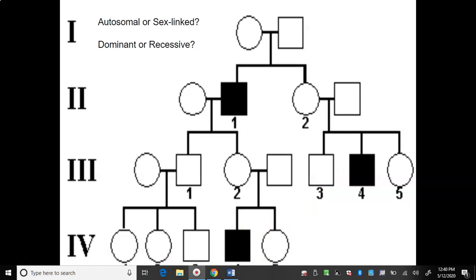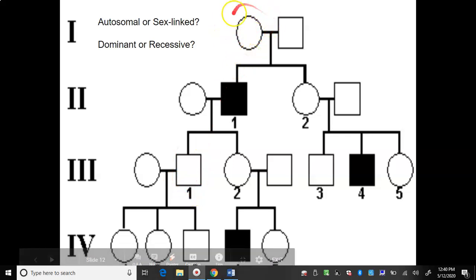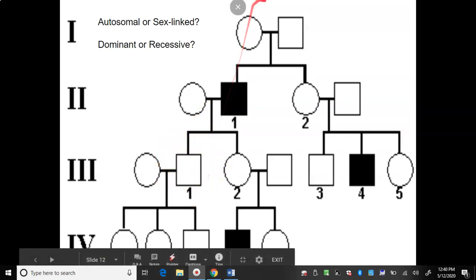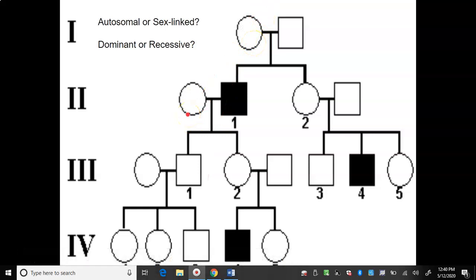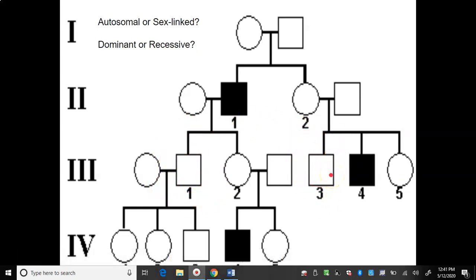Then maybe they're going to ask, what's the relationship between this number 1 male and up here the original female? If you look at it, this is the original female, this is her son, and this is his son. So this individual would be her grandson. Those are just some questions you may be asked. Maybe it says, what does number 1 have in common with number 3? Well, they're cousins. These are the types of questions you may be asked.